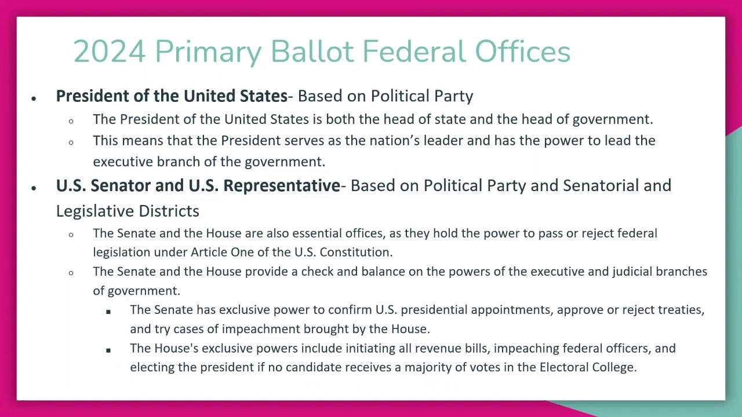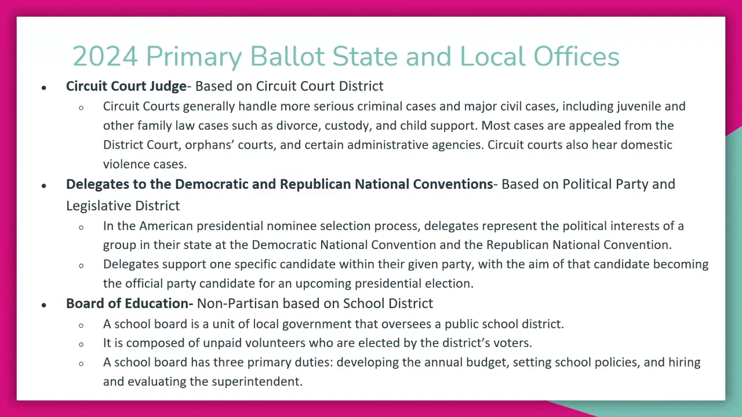Suppose you haven't registered with a political party or have registered with another party besides Democrat or Republican, such as the Green Party or Libertarian Party. In that case, you may see different offices on your ballot limited to nonpartisan races such as Board of Elections. You may also see some state and local offices on your primary ballot.